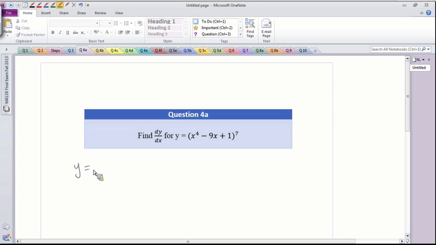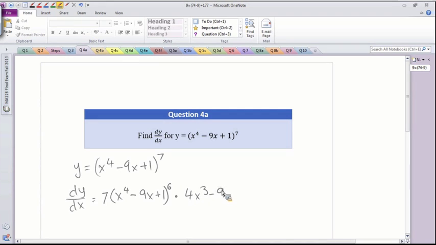So y is equal to (x^4 - 9x + 1)^7, and we're trying to find dy/dx. I'll pull down the 7, just like I was using the power rule. 7 times (x^4 - 9x + 1) to the 7 minus 1, which is just 6. So that's the derivative of the outside function. Now the derivative of the inside function is going to be 4x^3 - 9.